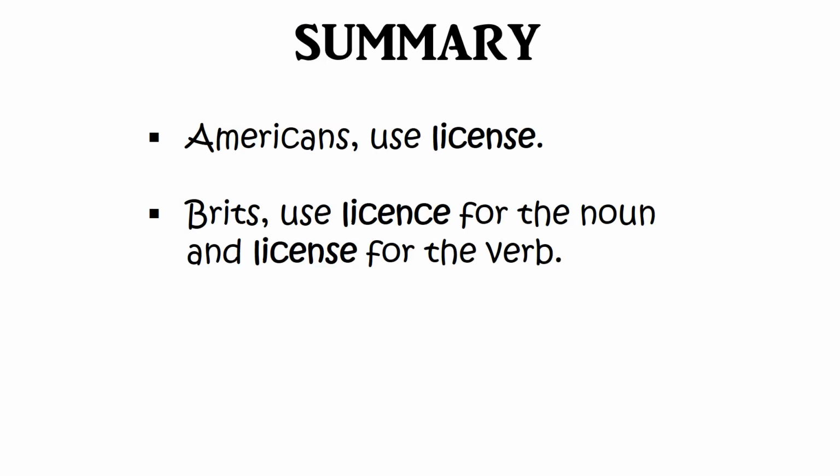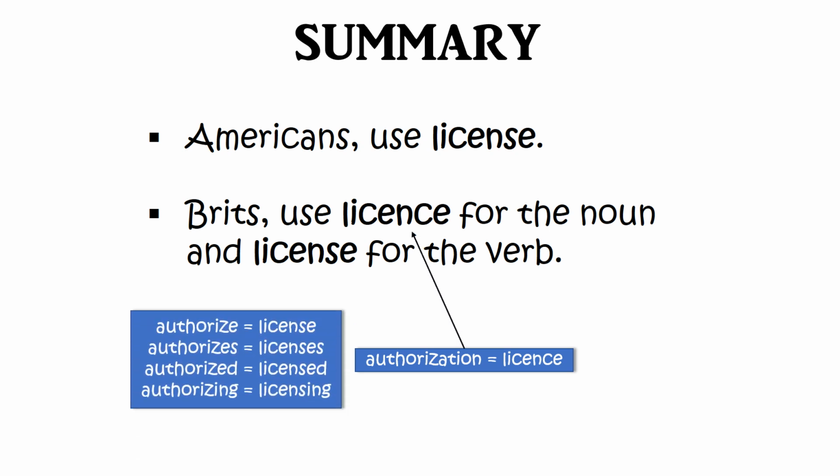So in summary, Americans use license with an S. Do not worry about the C version. Brits use license with a C for the noun and license with an S for the verb. And if you're using the substitution method, then remember that authorization equals license with a C, whereas everything else derives from the verb and is license with an S.